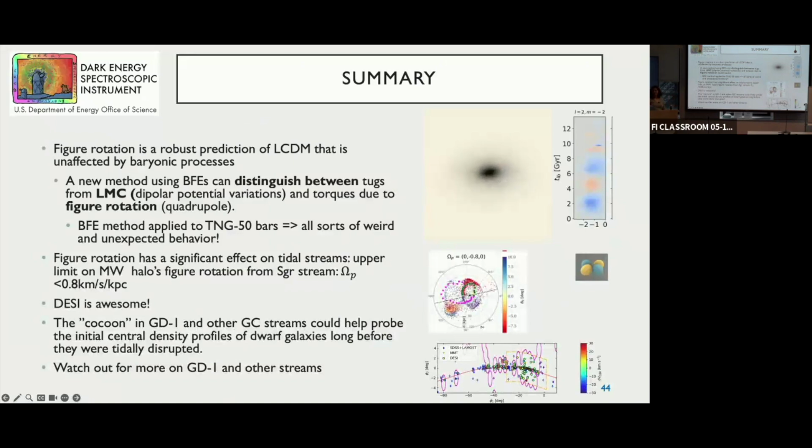In DESI, you meant? In DESI, yeah. There's just an enormous amount of Milky Way data just sitting there that nobody's using, because we just don't have enough people. So I'm just going to leave the slide up and stop here. I apologize.